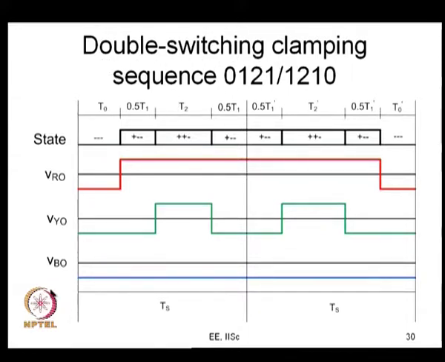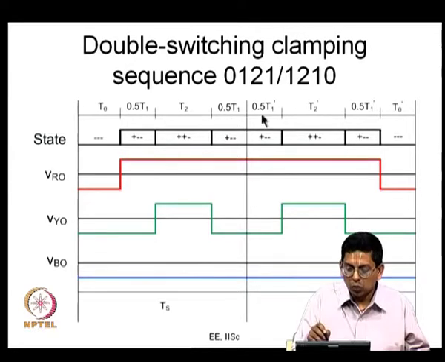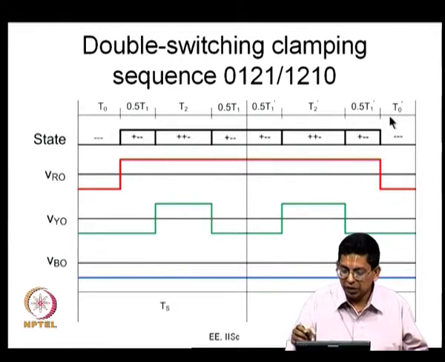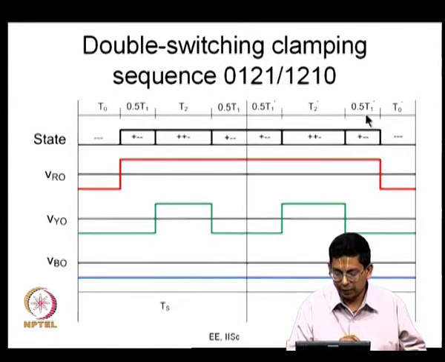In this particular example, your B phase is clamped to the negative bus and the Y phase is switching twice. If 0, 1, 2, 1 is what you use in one subcycle, 1, 2, 1, 0 is what you can use in the next subcycle. So, here again, whatever is your T1 dash, you are applying active state 1 for 0.5 T1 dash and then 0.5 T1 dash later.